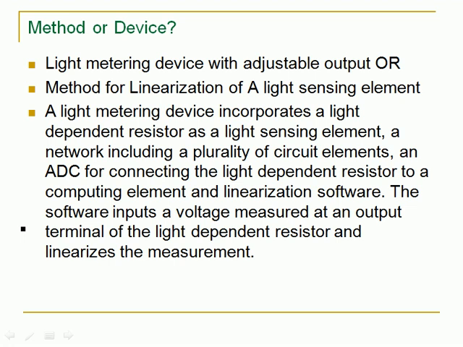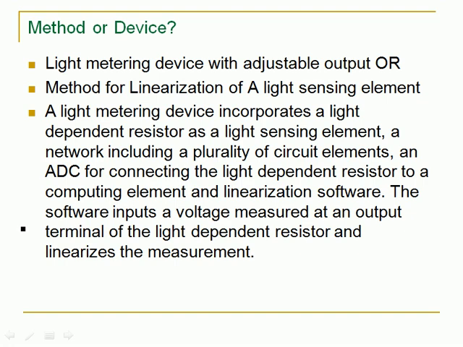Is it a method or is it a device? You can treat it as either. If it's a light metering device with adjustable output, you can write it up that way. Or you can say it's an algorithm, a method for the linearization of a light sensing element. And what is the application? Is it a musical instrument or is it for a camera? Well, it can be either, and you should claim both.